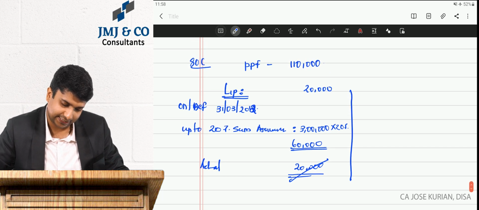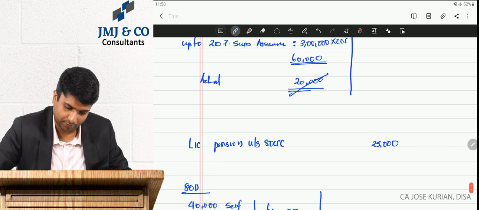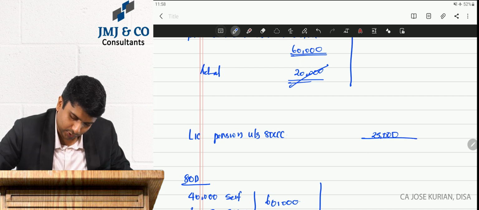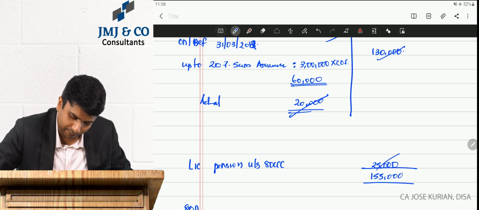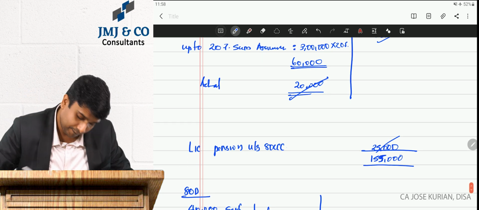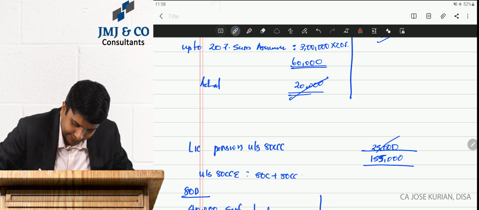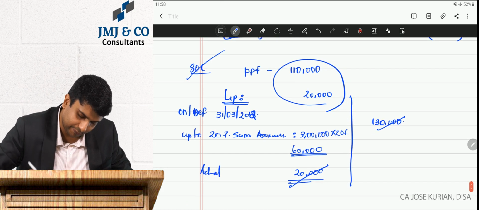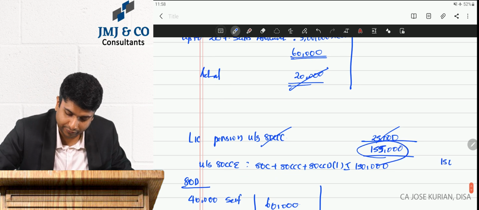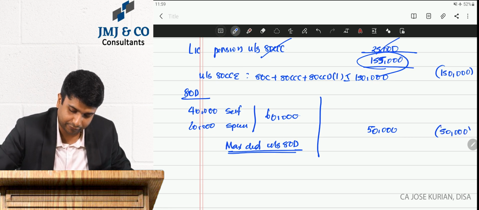Let's compute the 80C items first. So 80C total would be 1,30,000, within the 1,50,000 limit, no problem. And there is 25,000 from 80CCC. So including 80C and 80CCC, the total would be 1,55,000. Hope you remember, we have discussed this in the MCQ area. Under section 80CCE, 80C plus 80CCC plus 80CCD subsection 1 shall be always less than or equal to 1,50,000. Here 80C and 80CCC total is 1,55,000, so it shall be restricted to 1,50,000 only. And here under 80D, the entire 50,000 you can claim as a deduction.